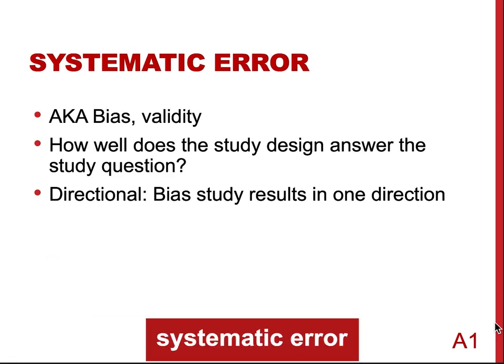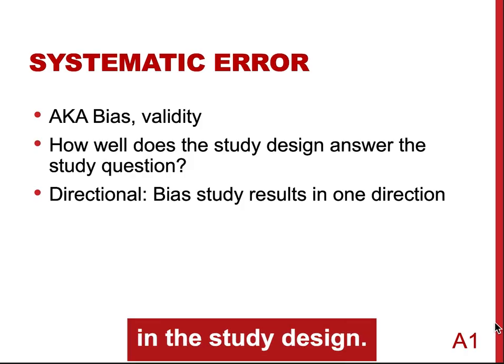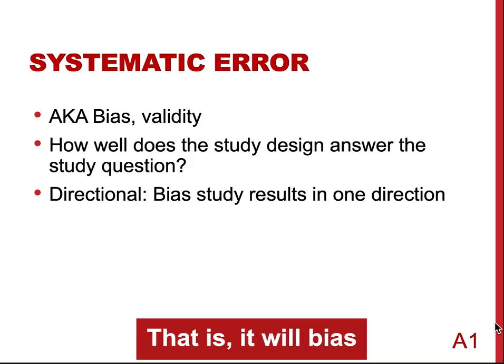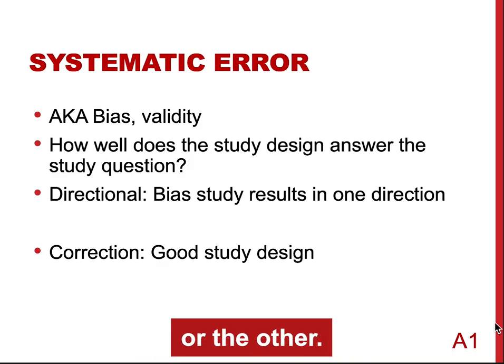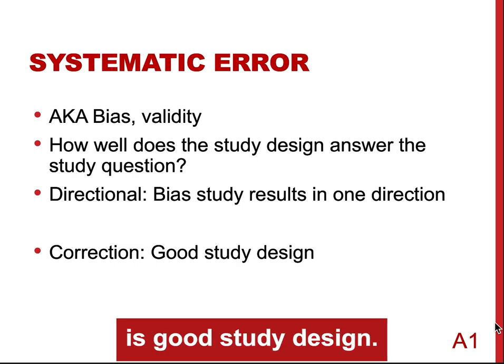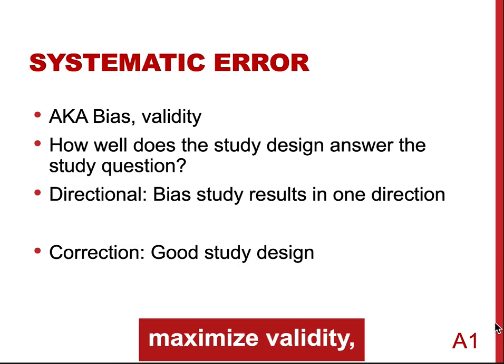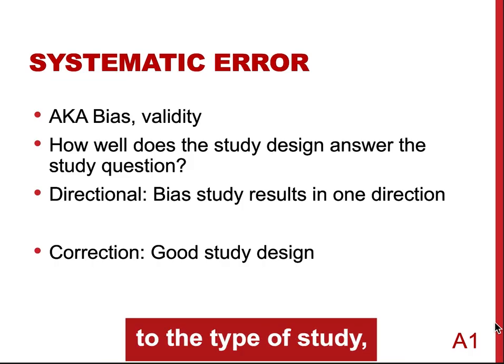In contrast, systematic error is based on biases or lack of validity in the study design. Systematic error is directional. That is, it will bias the study results in one direction or the other. The correction for systematic error is good study design. Good studies minimize bias, maximize validity, and limit systematic error. Some systematic errors are inherent to the type of study, and some can be controlled by the investigator.